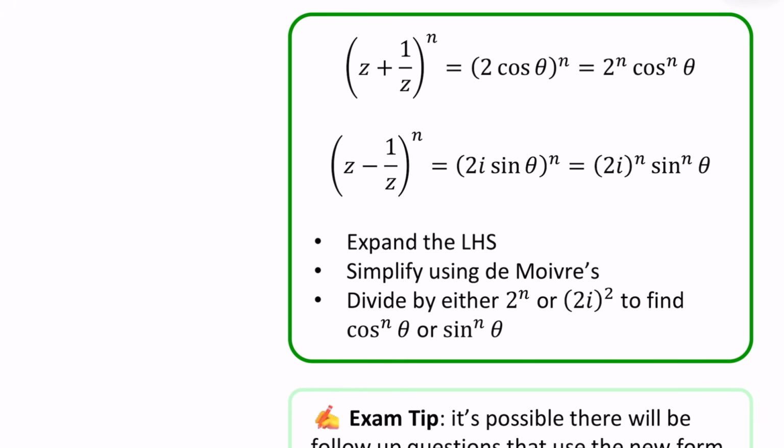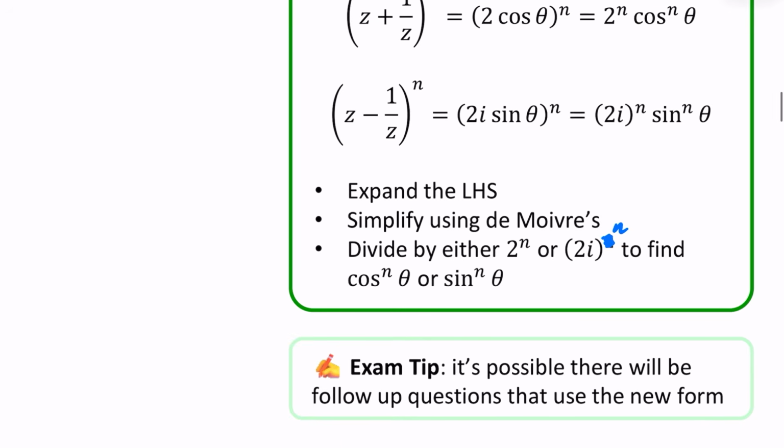So that's what I've written here. Expand the left-hand side on this, simplify it using de Moivre's, and then either divide by the 2 to the n or the 2i, excuse me, that should say to the power of n. I will change that in the PDF to find either the cos n theta or the sine n theta.